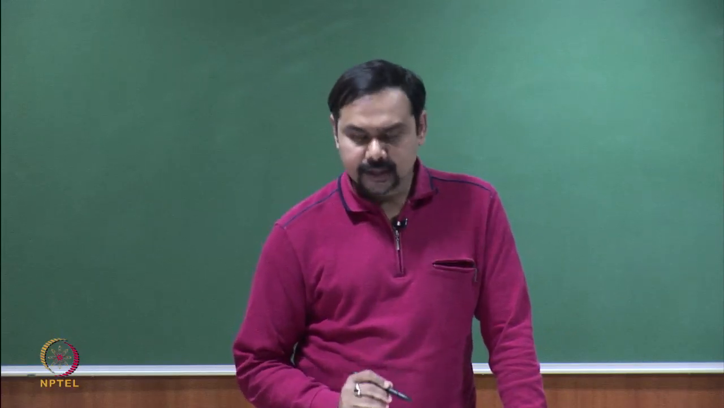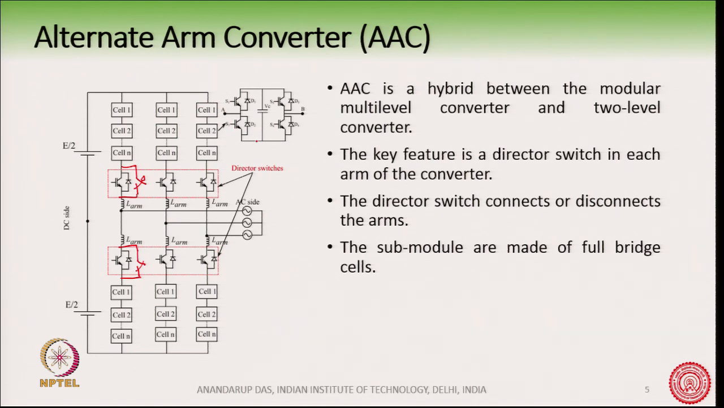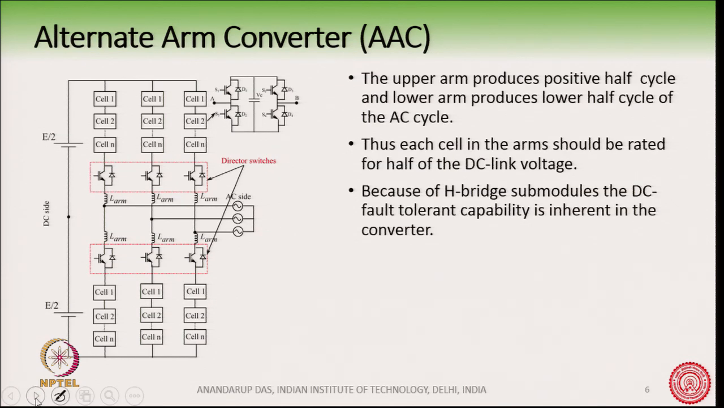We will discuss it a little bit in details after a few minutes. The submodules here are usually made up of full bridges. So, that is what I have just told. The upper arm produces the positive half cycle and the lower arm produces the lower half cycle of the AC waveform. So, each cell in the arms should be rated for half of the DC link voltage. Rather, I will say not each cell, each arm should be rated for half the DC link voltage. Okay. So, let us see how this happens.